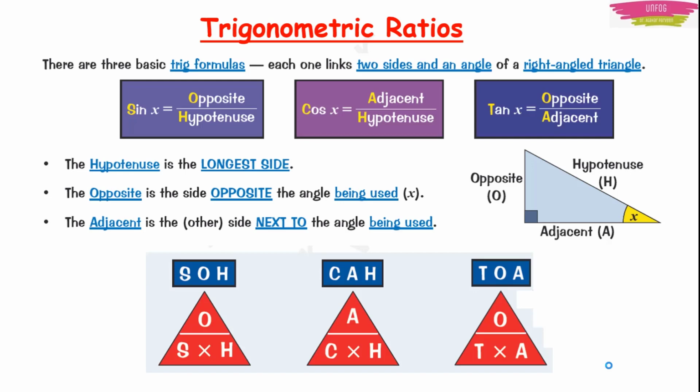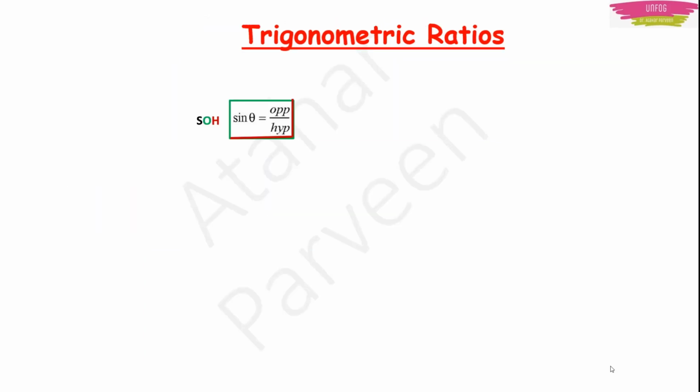If I want to find sine, I will do opposite side by hypotenuse. If I want to find cos, I will do adjacent side by hypotenuse. If I want tan, I will do opposite side by adjacent side. Okay. So much you have to remember. Now let us go into a little bit of detail of these trigonometric ratios.